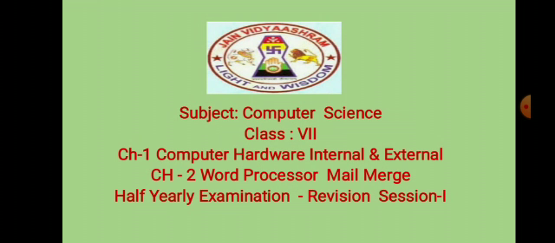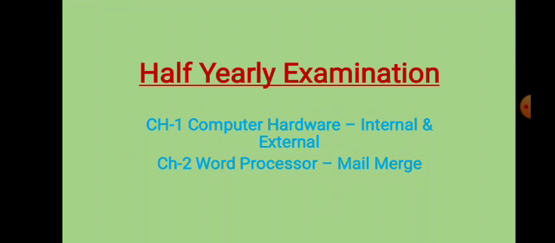So, 4 lessons are there for your half-yearly portions with regard to your computer science subject. In this session, we are going to revise the first 2 lessons from your half-yearly portions. Chapter 1 is computer hardware, internal and external, and chapter 2 is word processor, and in that word processor we are going to discuss the mail merge concept.